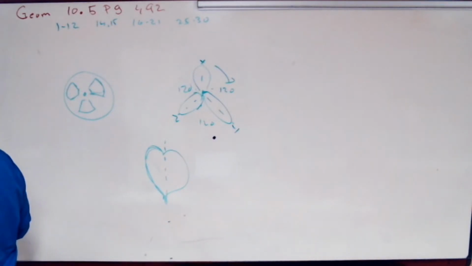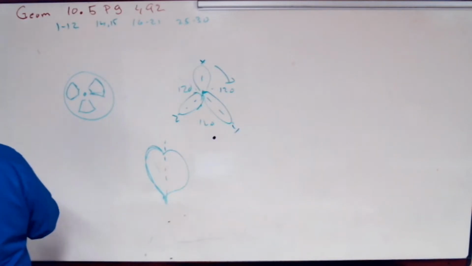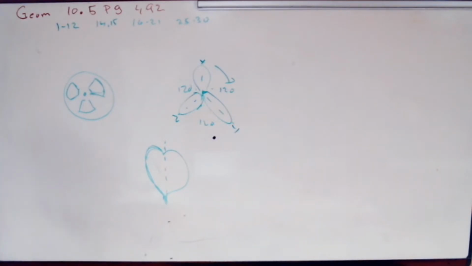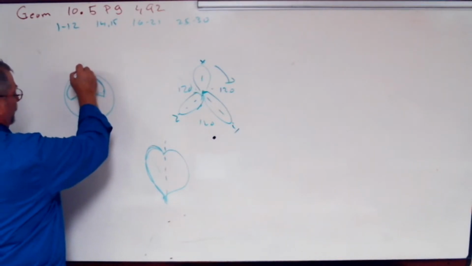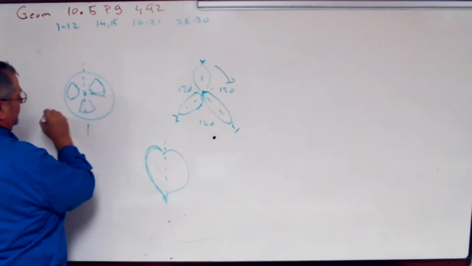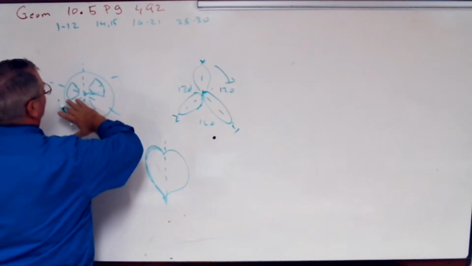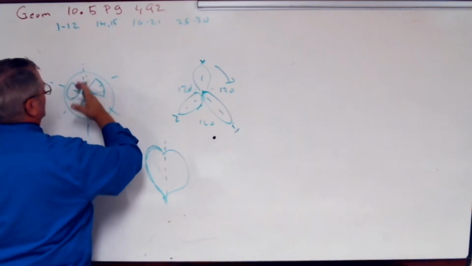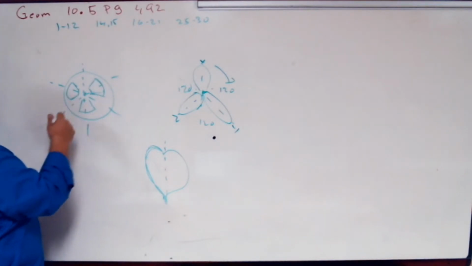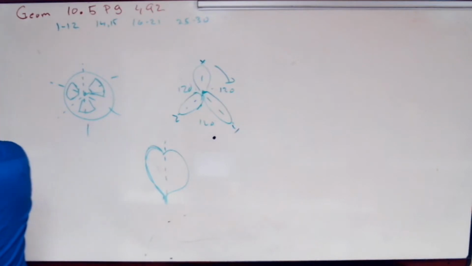Okay, so let's see. How about this thing right here? Now this has rotational symmetry. It has 3 lines of symmetry. Actually, it does. Sorry. Right here, line of symmetry. Right here, line of symmetry. Right here, line of symmetry. I can fold it over. This one's going to match that one half. So there's 3 lines of symmetry.